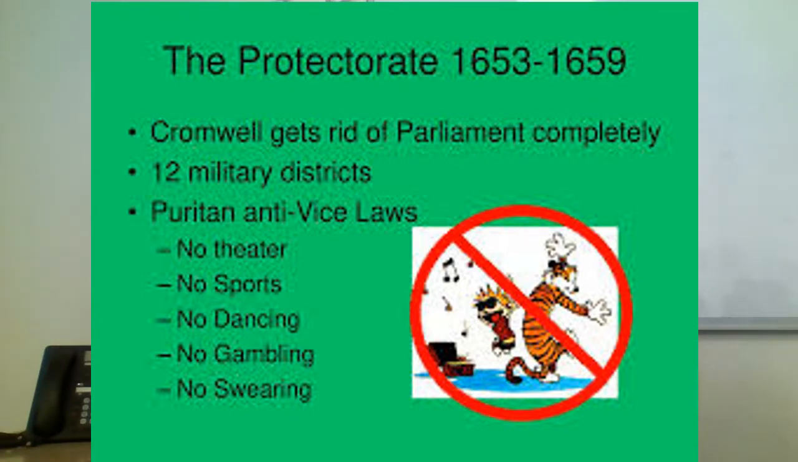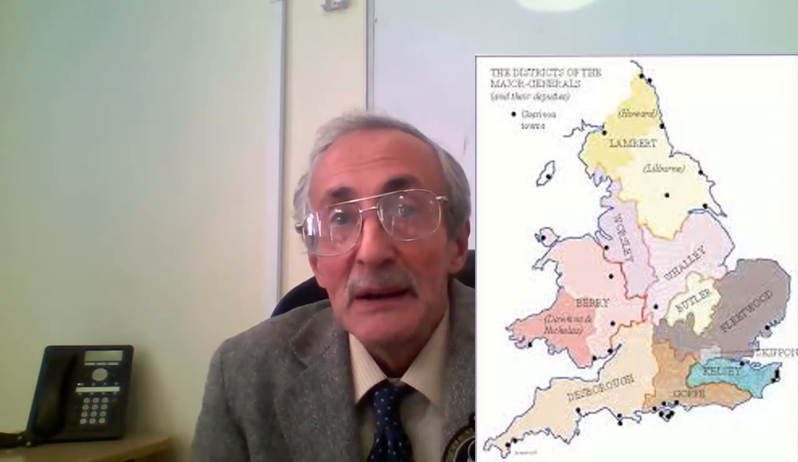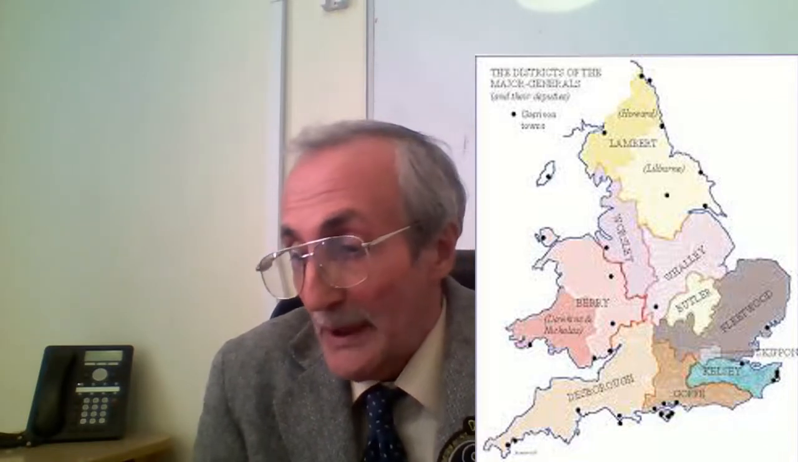But his son was not good enough at keeping the instruments of power because he didn't have any institutional support. It was all based on Cromwell's personality, charisma, his personal control of the army. And Richard very quickly found that he couldn't control any of those.